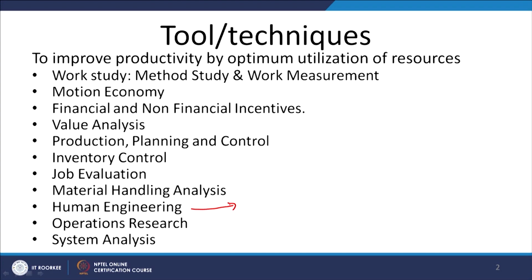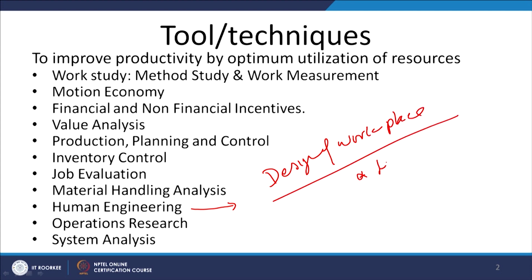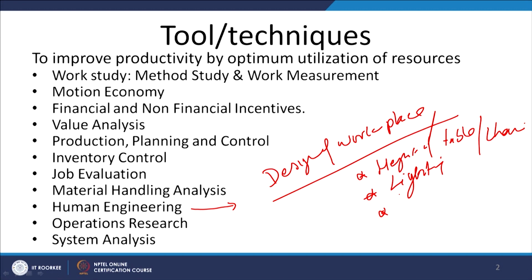Another aspect that we look into in human engineering is the design of the workplace, like what should be the height of the work table, what should be the height of the chair, what kind of lighting should be provided during the work as per the size of the equipment to be handled, the kind of vibrations experienced during the operation, or the kind of temperature which is needed for a smooth and fatigue-free work environment.